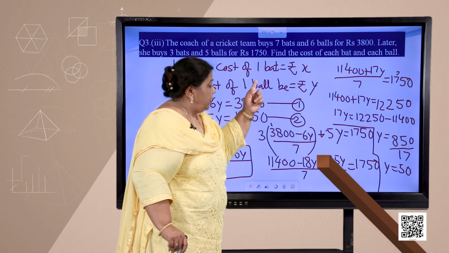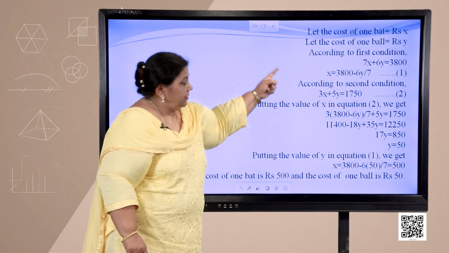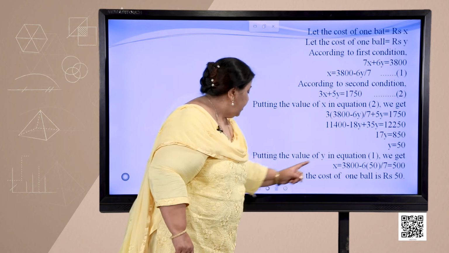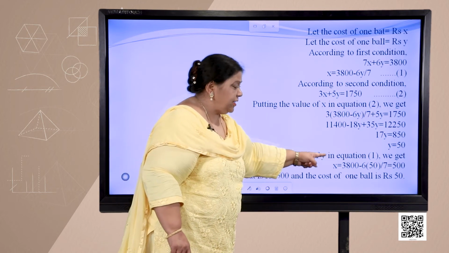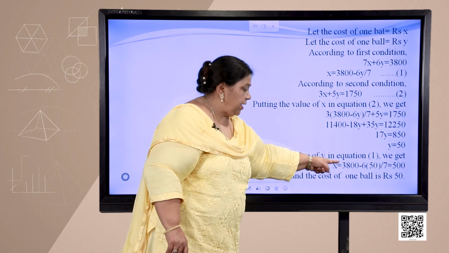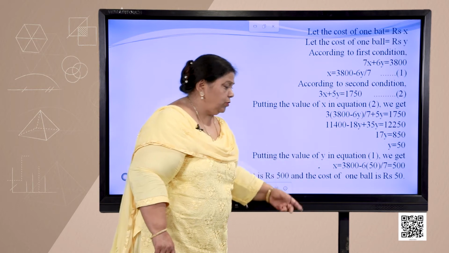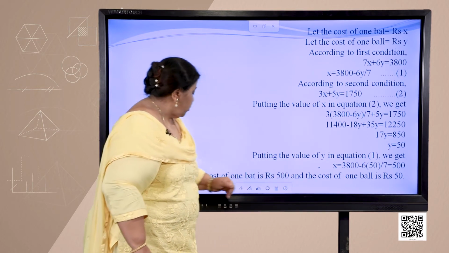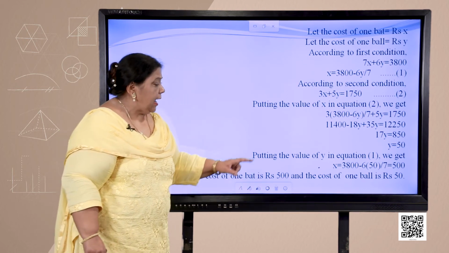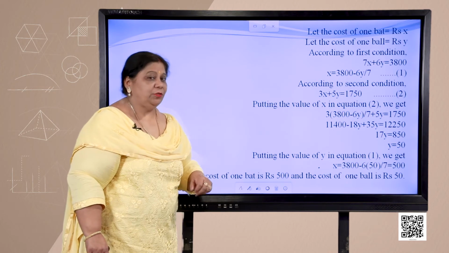cost of one bat. So, students, let us see, we have calculated in the same manner that here y is equal to 50, right. Now, putting the value of y in first equation, we can get the value of x as 3800 minus 6 into 50 upon 7 is equal to how much? 500. So, the cost of one bat is 500 rupees and cost of one ball is 50 rupees. Now, let us look into the next part.